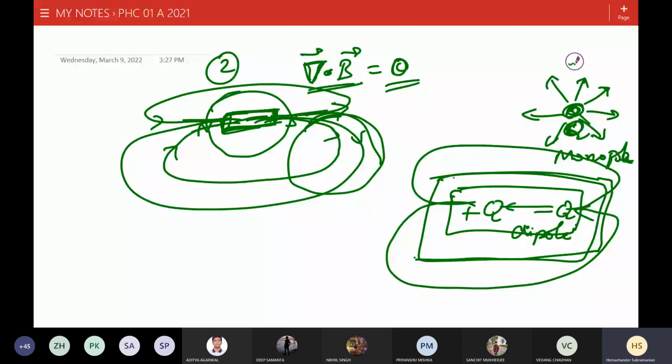Because the total charge is zero. Plus Q and minus Q is zero. So the total charge is zero, the divergence is zero. It's exactly the similar situation here because we are making a dipole. This is a dipole. N and S, this is a dipole. This is a magnetic dipole.